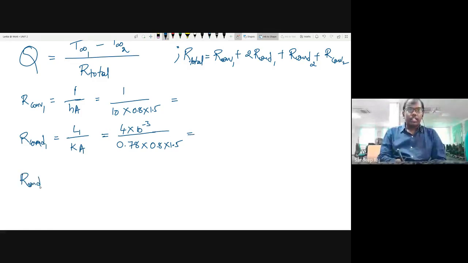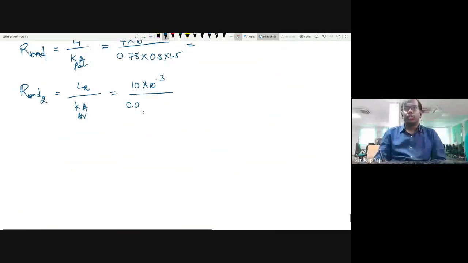And then R conduction 2 is L2 by kA. It is 10 mm here. 10 mm is the gap between the two glasses, so 10 mm in meters, into 10 to the power of minus 3, you have to convert. This is the glass thermal conductivity, and this is the air thermal conductivity. It is 0.026, into 0.8 into 1.5. That is R conduction 2.